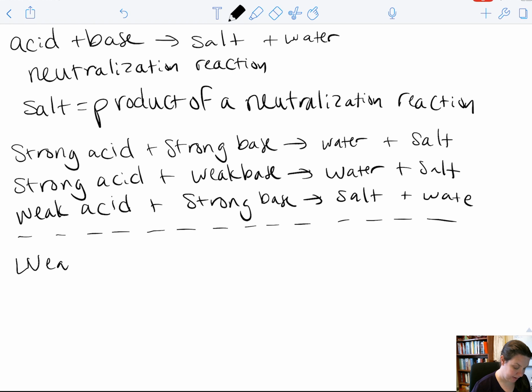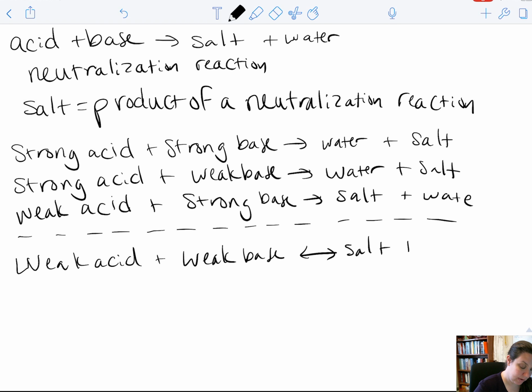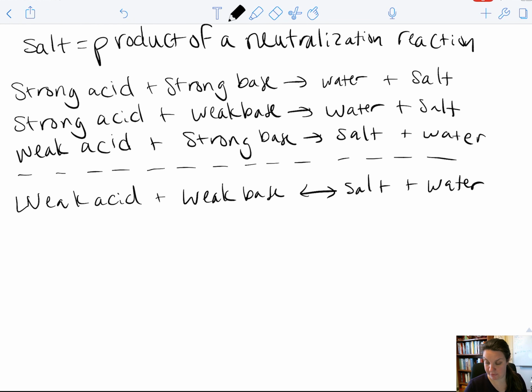If we have a weak acid plus a weak base, this is not a neutralization reaction, this is an equilibrium process. But we'll still get salt and water. Okay, so in each one of these cases, we produce salts, right? So whether we have a true neutralization reaction or an equilibrium process, if we have an acid plus base, we'll produce water and salt. This salt will have a pH associated with it.